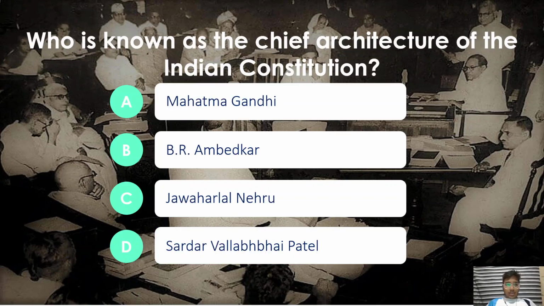The second question goes as, who is known as the chief architect of the Indian Constitution? Option A is Mahatma Gandhi, option B B.R. Ambedkar, option C Jawaharlal Nehru, option D Sardar Vallabhbhai Patel. The answer is B.R. Ambedkar, and a very obvious answer.